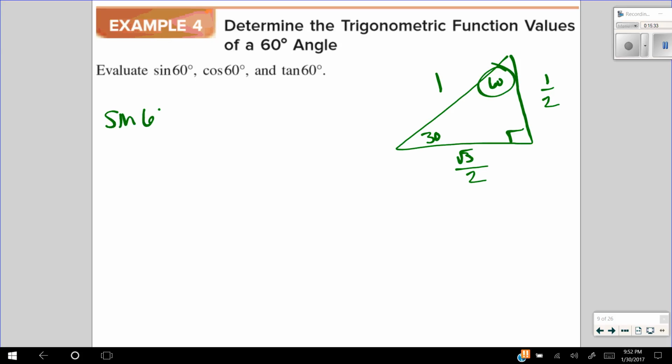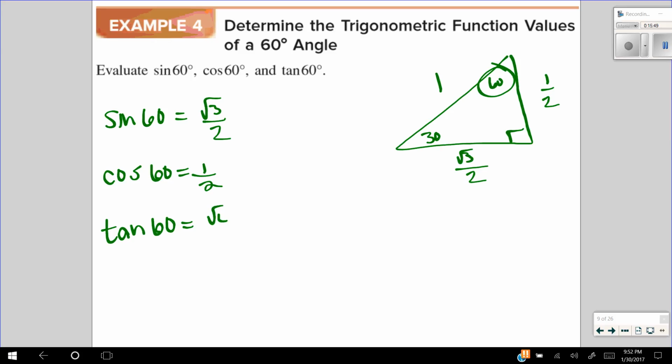Sine of 60 will be opposite, so root 3 over 2. Cosine of 60 is adjacent over hypotenuse, so 1/2. Tangent of 60 is opposite, root 3 over 2, over adjacent, 1/2, which means you keep, change, flip. 2's drop out, we just get the square root of 3. Okay?